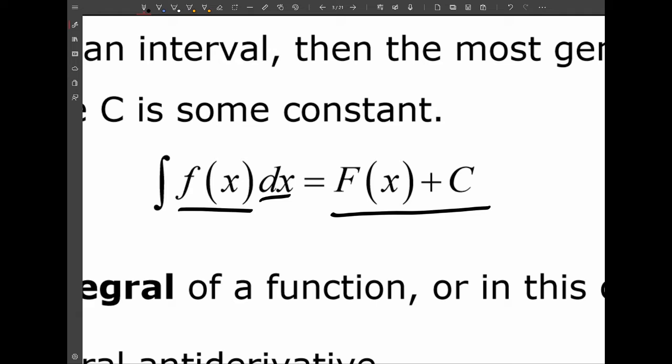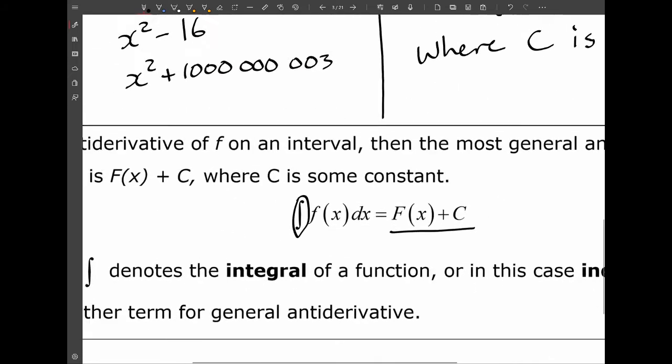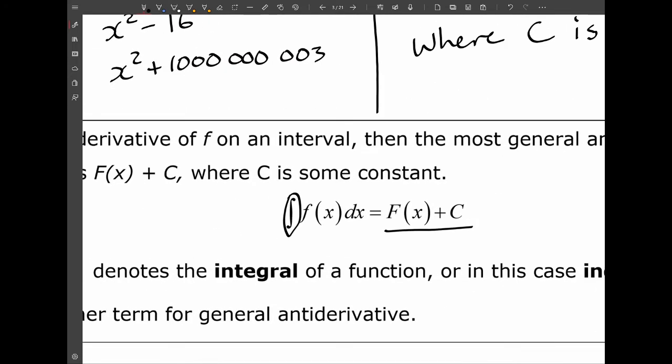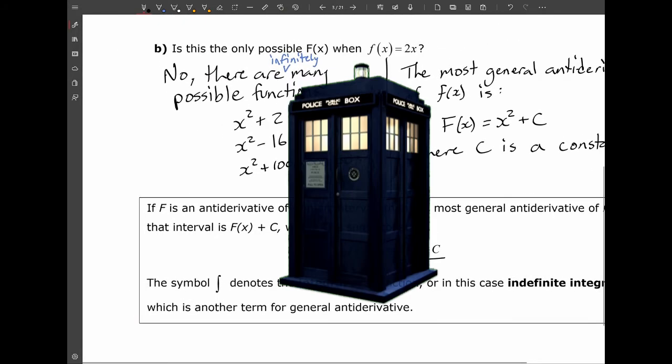Now, just being aware of this notation, this symbol means integral. That's just another word for antiderivative, basically. And note that we have dx at the end. That's the same way that we use d/dx to denote that we're taking the derivative. We use the integral sign and dx at the end to indicate that we are taking the integral with respect to x. So we know which variable we're taking our integral with respect to. All right.